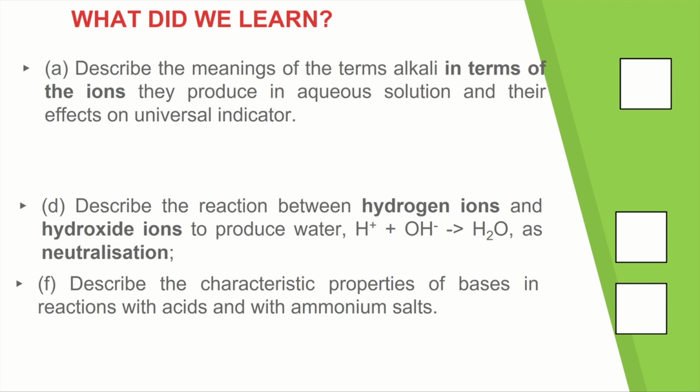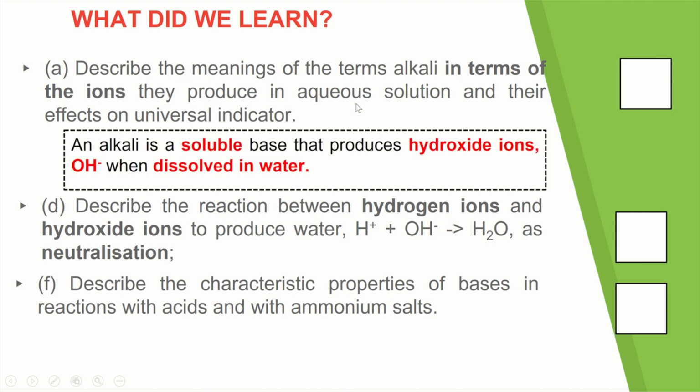Let's recap what we have learned so far. First of all, we learned to define what is an alkali. I want you to pause the video to recall what is an alkali. An alkali can dissolve in water. They are soluble bases. They dissolve in water to form aqueous solution to produce OH minus ions. They are tested using moist red litmus paper and then they will turn blue. Later on we'll take a look at their effect on universal indicator. So that's the first learning objective.